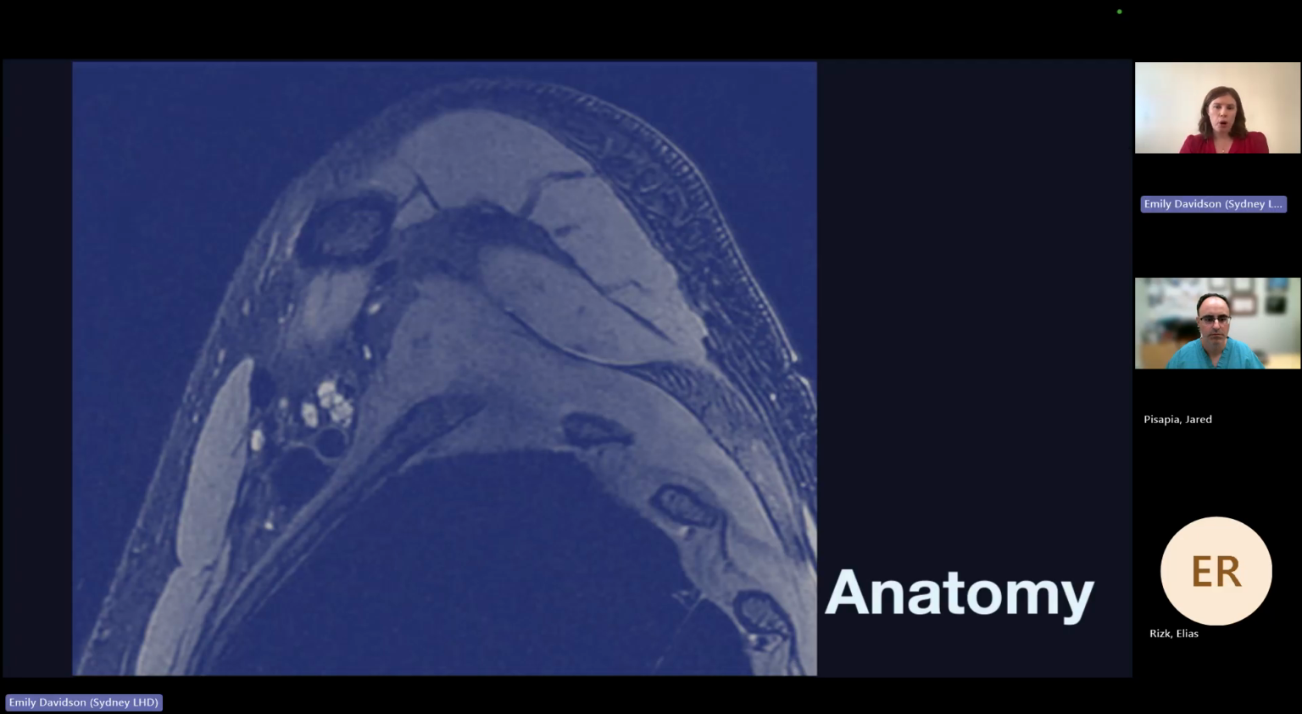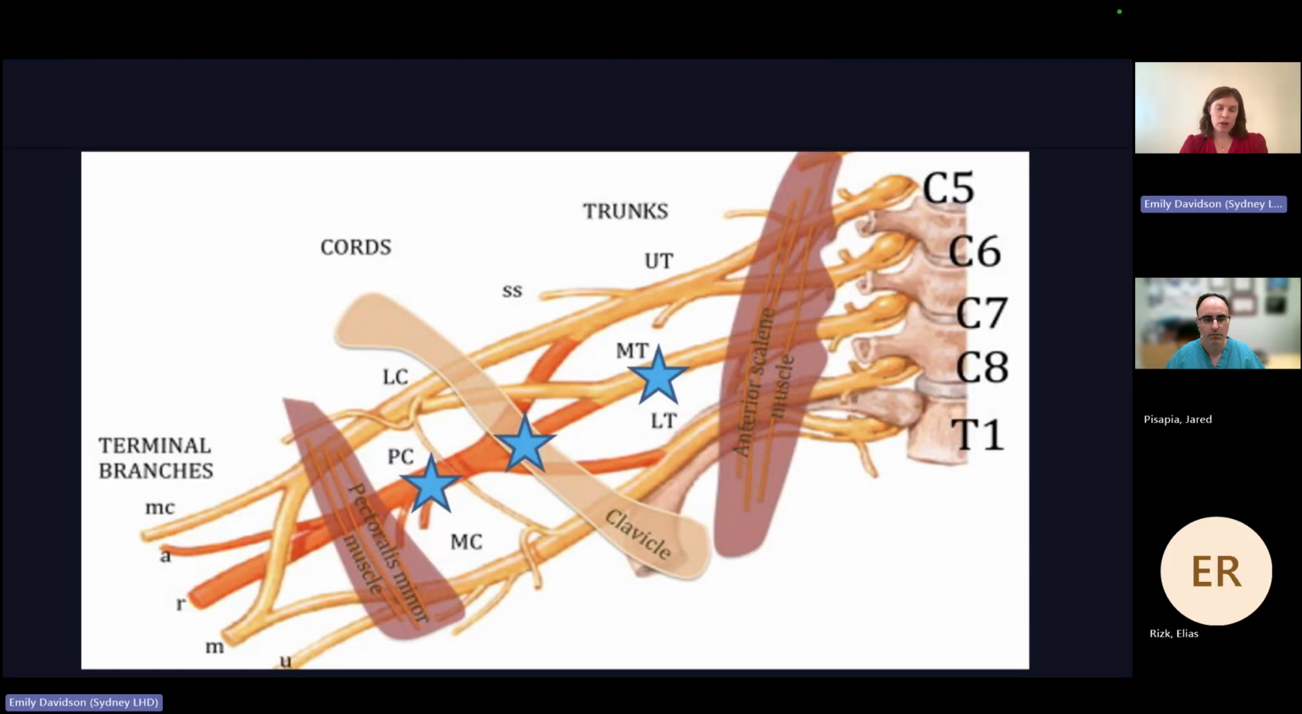So I thought it'd be useful to go through the anatomy of the brachial plexus and what it looks like on MR. Now, it doesn't look like this, which is what we often get trained in medical school and even as residents. But it's a sort of general overview diagrammatic representation. But we're going to go through what it looks like on MR.